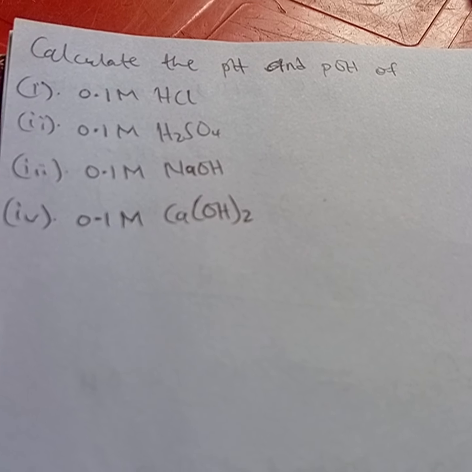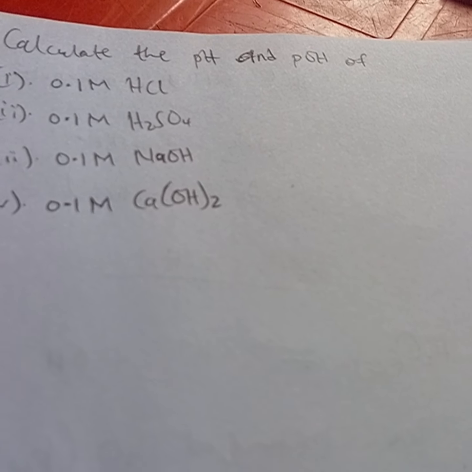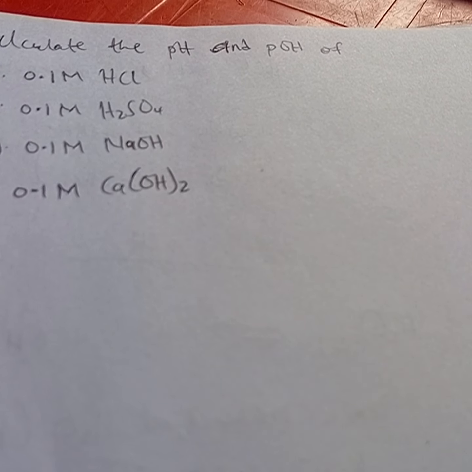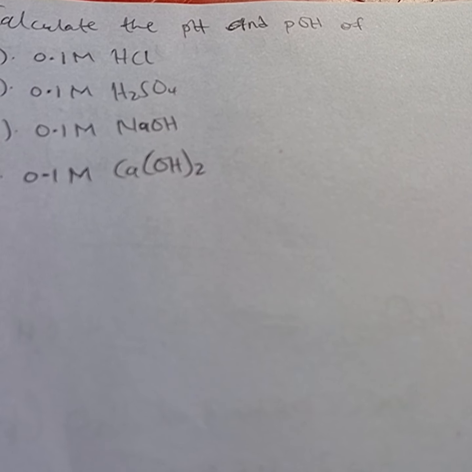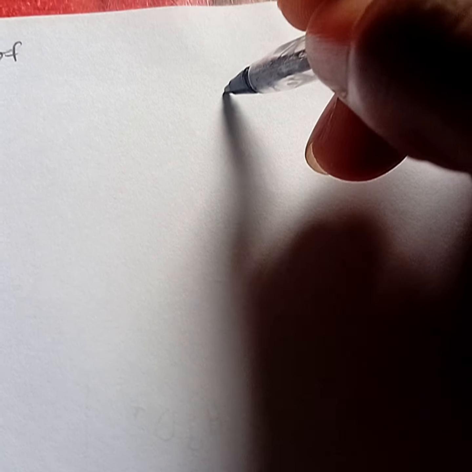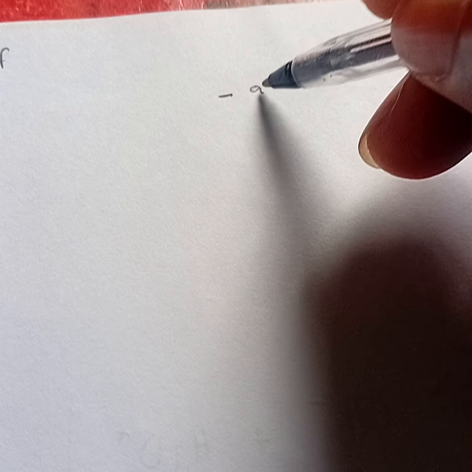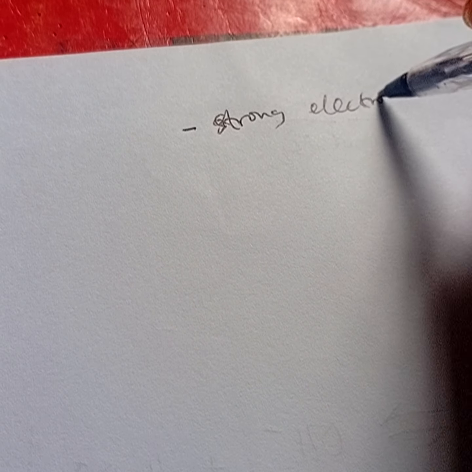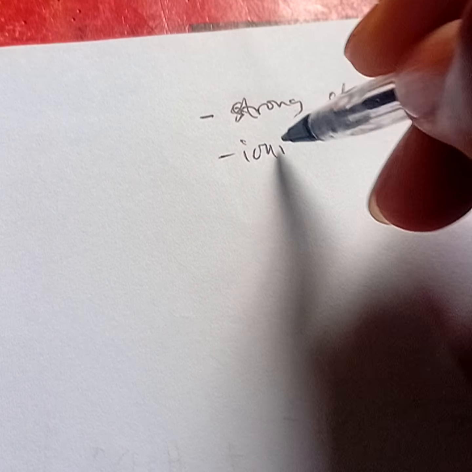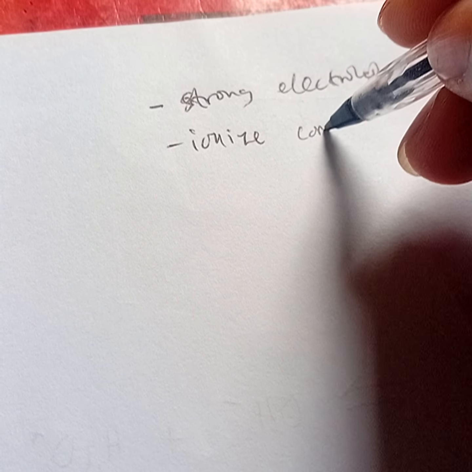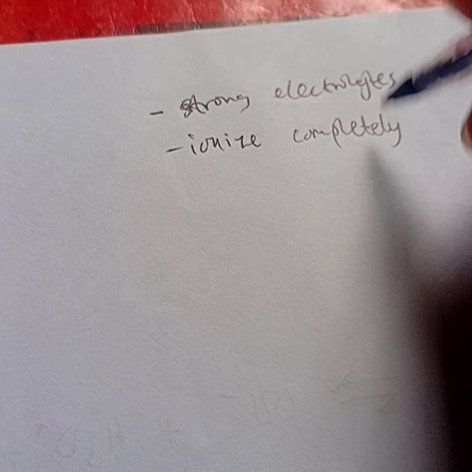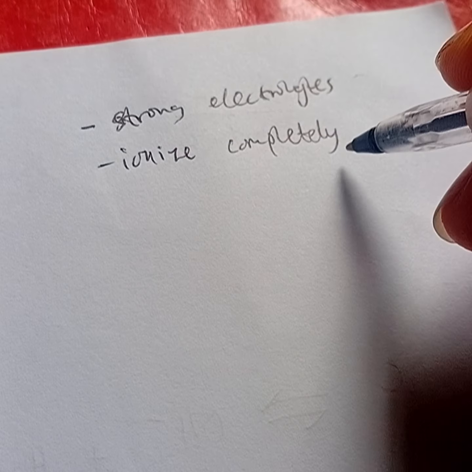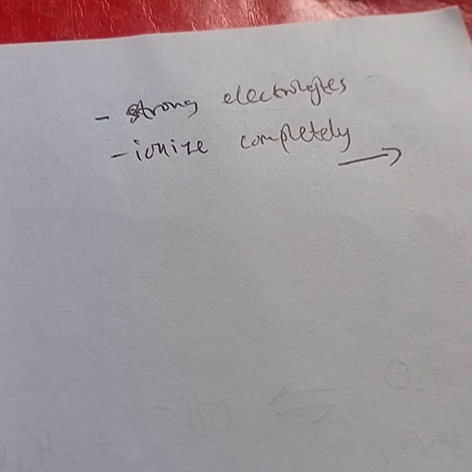Okay, in this video, we are going to look at how to calculate the pH and pOH of strong acids and strong bases. Before we do this, we should have some concepts. Strong acids and strong bases, when they are in aqueous solution, act as strong electrolytes. They conduct electricity, and they ionize completely. So we are going to use a full arrow for them.